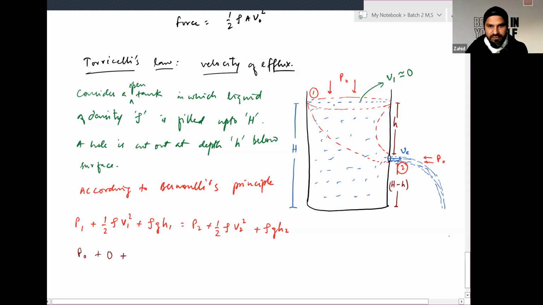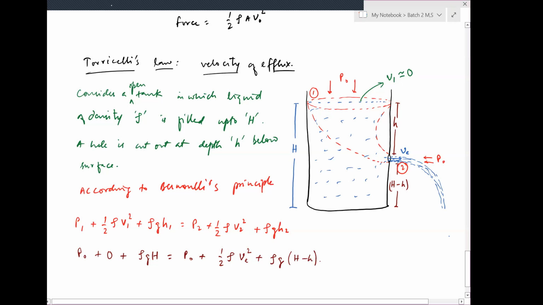H1 is height of level of liquid from bottom, so it will be rho g capital H. P2 is also exposed to air, so P naught. Half rho V2 square, where V2 is velocity at which liquid may eject out, so it is called velocity of efflux. And rho g H2, which is height of this particular hole from bottom, so it will be H minus small h. Is it clear? Yes, sir. Rahaf, is it clear? Or do you have any doubt?